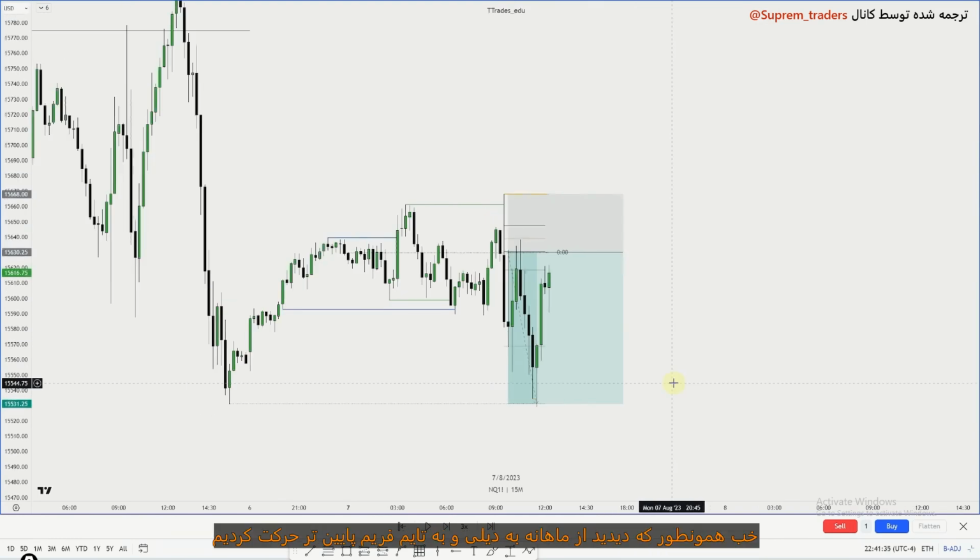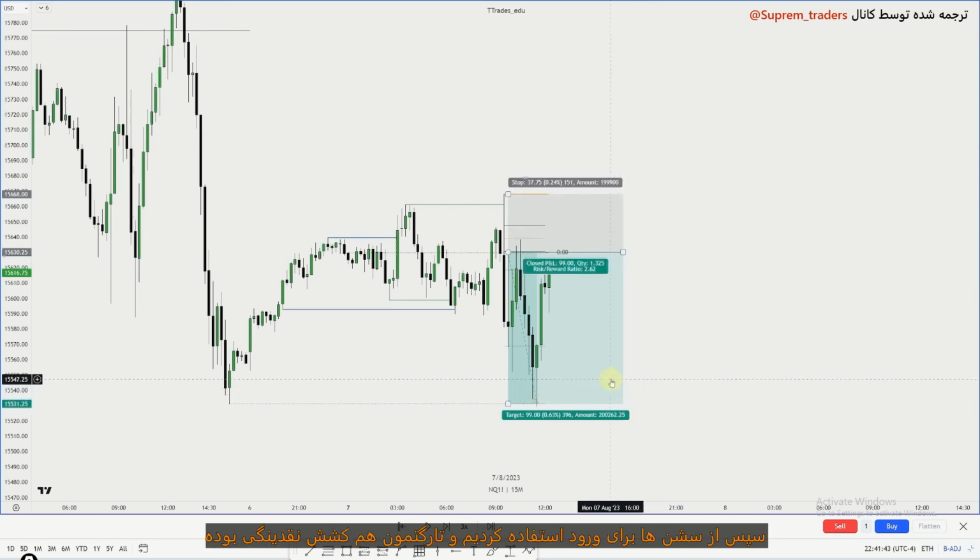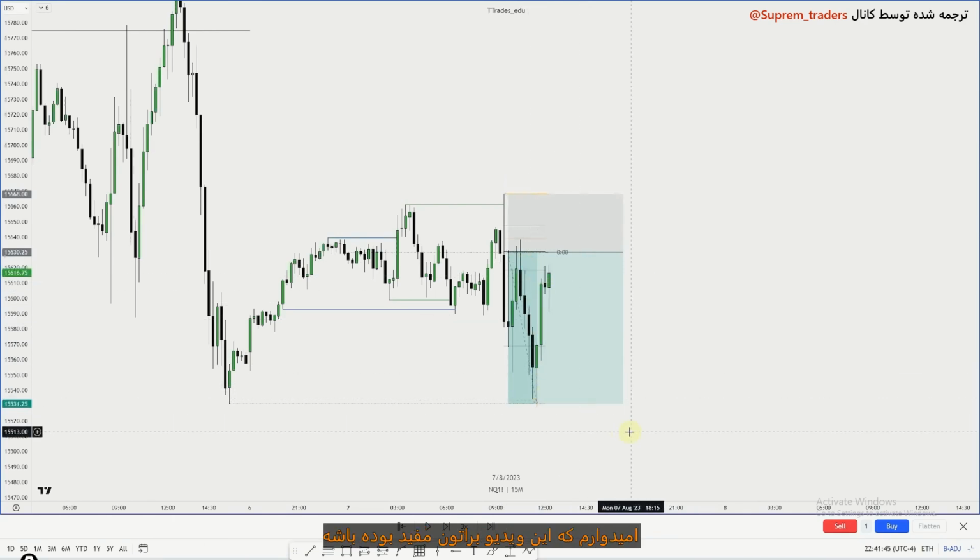So there you can see how we went from the monthly to the daily to the lower time frames, aligning them all and getting a draw on liquidity. We then use the sessions to organize an entry and target our draw on liquidity.